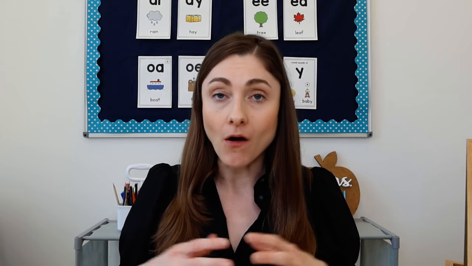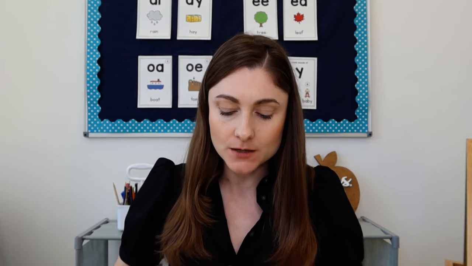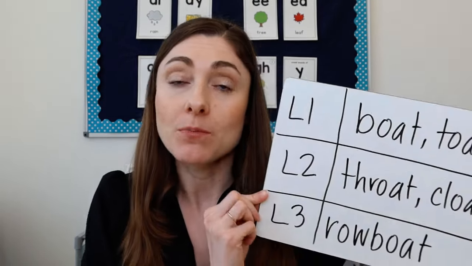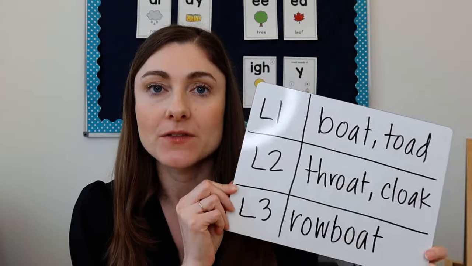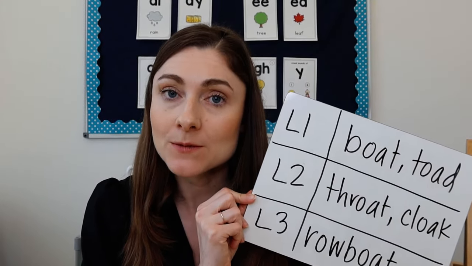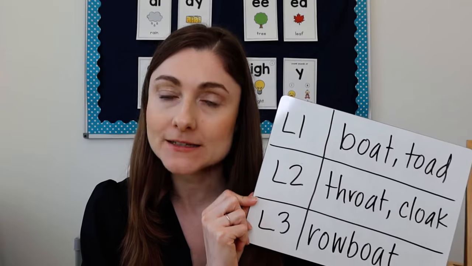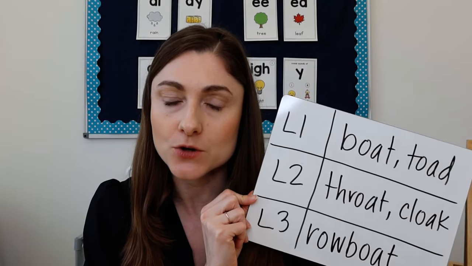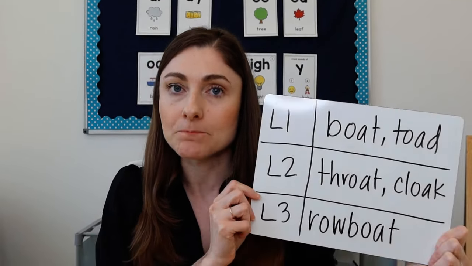So then the next layer of strategies would be to actually use differentiated materials, meaning that all kids are doing a very similar task, but they might be doing them with different words or different types of decodable text. So let's talk about this. You can apply this concept to different activities, but this could be a word sort maybe, or a word list that you're having kids read to apply their new knowledge of the OA vowel team.